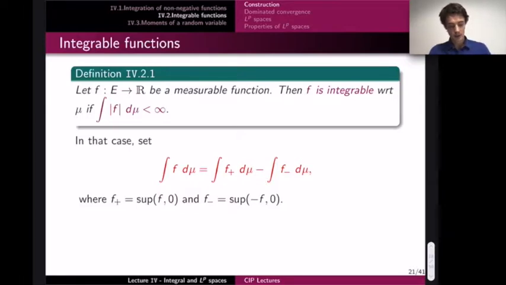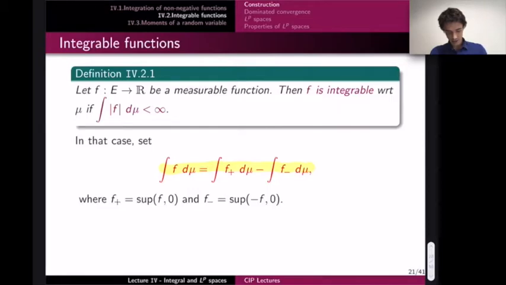So you already know what this is, because the absolute value of f is a non-negative function. So this integral is the integral for non-negative functions. If this quantity here is finite, we will say that f is integrable, and we will actually be able to define its integral. How do we do that? Well, it's given by this very important equation.